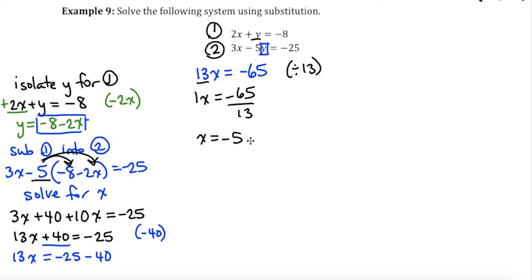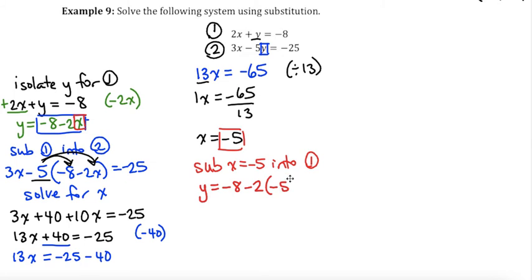Now that I have a value for x, I'm going to take this negative 5 and I'm going to put it into my x in that equation that I first rearranged. So I'm substituting x equals negative 5 into equation number 1. So that is the same equation here, but I just rearranged it. I'm going to start with my y. y equals negative 8 minus 2. When I get to the x, I'm putting negative 5 in a set of brackets.